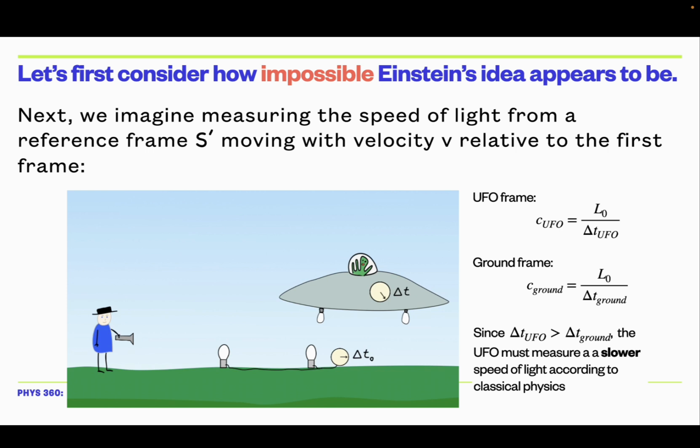Because the time that elapsed in the UFO's frame, this delta t, is much larger than the time measured on the ground, that means that the speed of light as measured by the UFO should be smaller than the speed that we see on the ground, in agreement with Galilean relativity. So that's what we would expect.